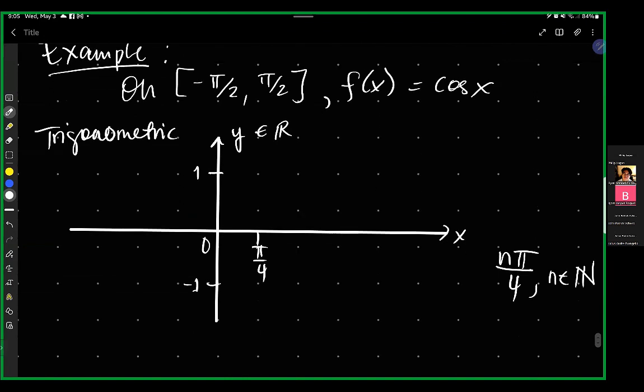So when plotting trigonometric functions, no? So the y-axis is simply just the real line, okay? An element of a real line. So when you write the interval, no? So ito yung mga tick marks mo for y.